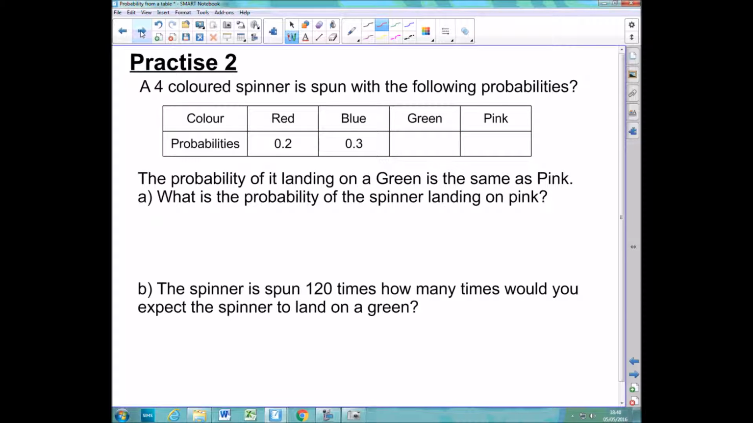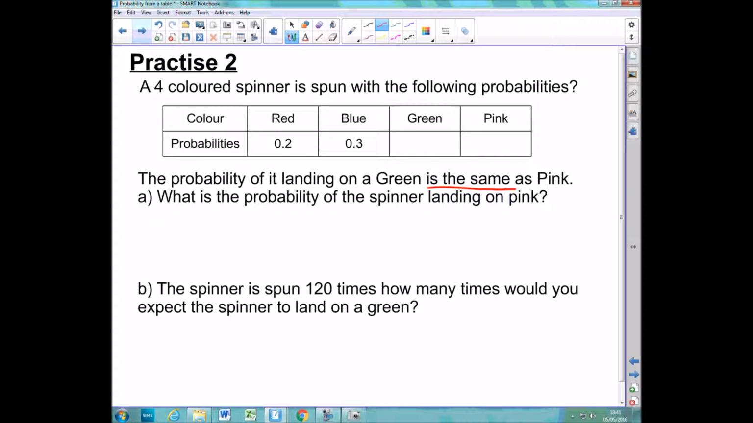Okay, so here's a question for you to practice with. Pause the video again and see if you can answer this one. Here a four-colored spinner is spun again with the following probabilities, and this time we don't know what green or pink is. But it is told in the question that the probability of it landing on a green is the same as it landing on a pink. So what's the probability of the spinner landing on a pink this time?